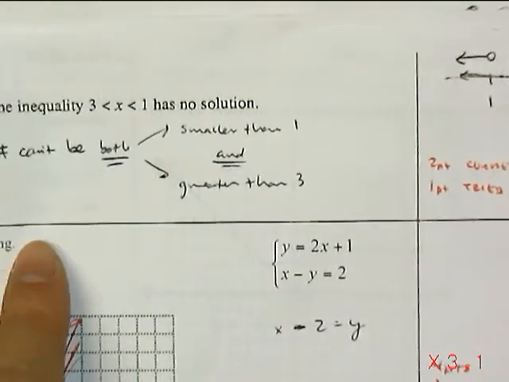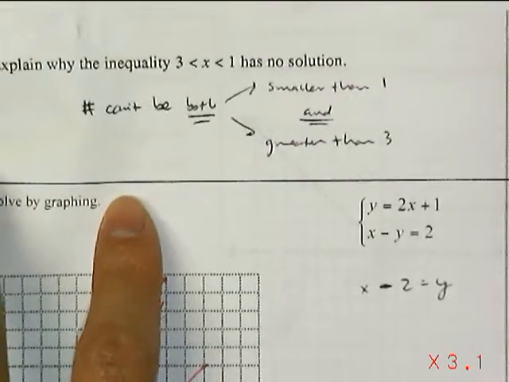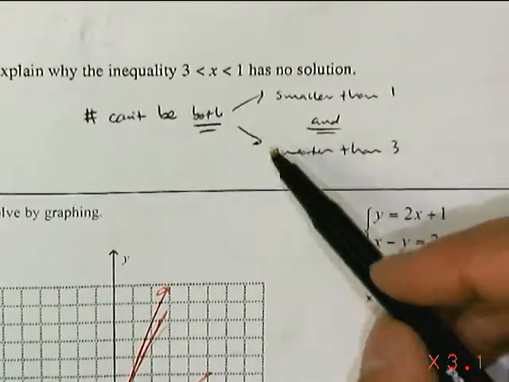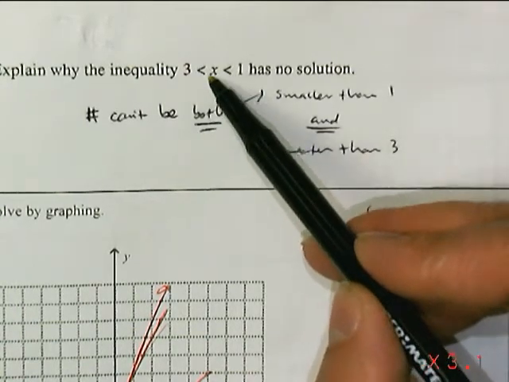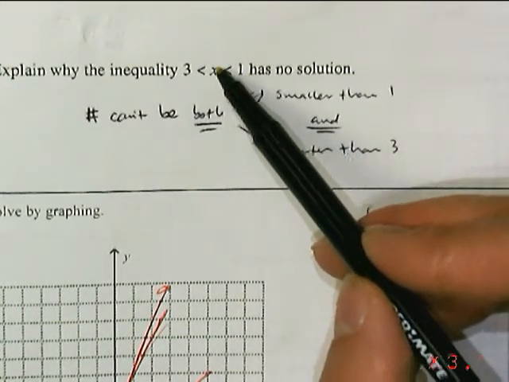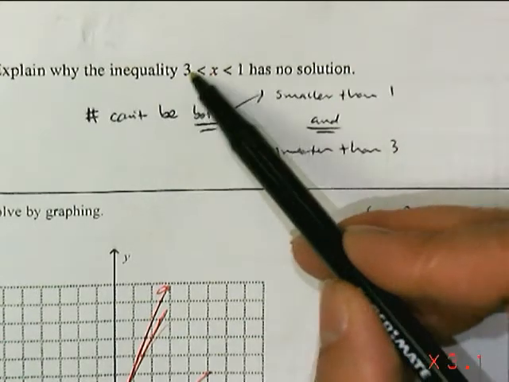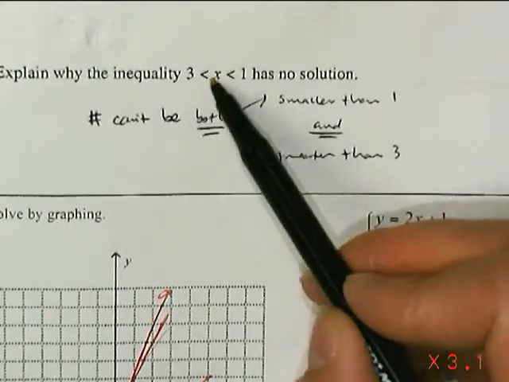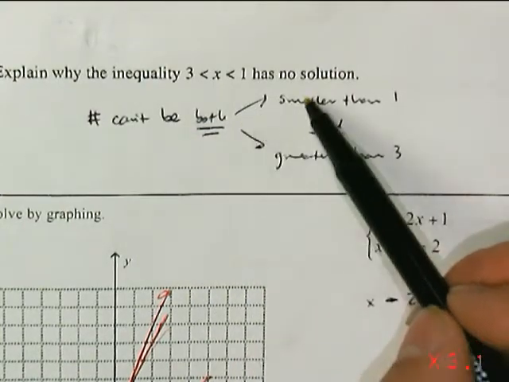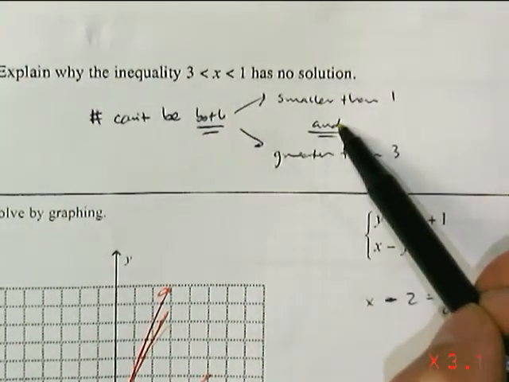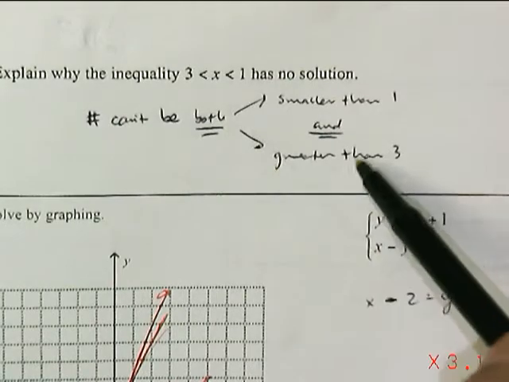But just think about it. Think of counterexamples. A lot of you did not explain well. If you pick a number here, let's just say 0. 0 is less than 1. But is that 0 greater than 3? That's false. So any number that you pick has to be between 1 and 3. And that number can't be both smaller than 1 and greater than 3.